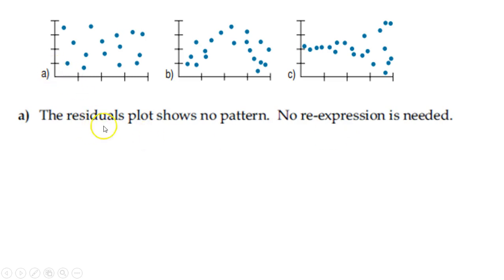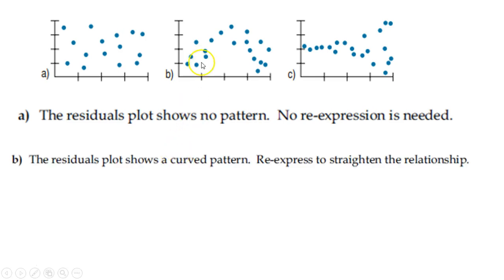So for part A, the residual plot shows no pattern, so no re-expression is needed, meaning you probably did a good job by saying let's do a linear regression with that. But take a look at B. This shows a curve. So you probably want to try to re-express to straighten it, meaning maybe we log the x's or log the y values to see if that helps, so that then we could use the line regression.